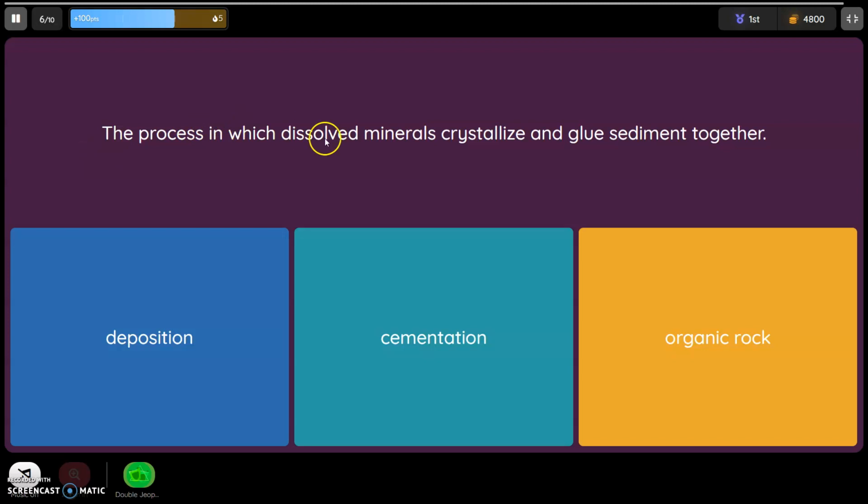The process in which dissolved minerals crystallize and glue sediments together. As I said, this whole process is about gluing and compacting and joining together. So definitely the minerals crystallize. Sorry, compaction is a different thing. Now they're gluing together. So which one is this? Is it deposition or cementation? It's cementation.